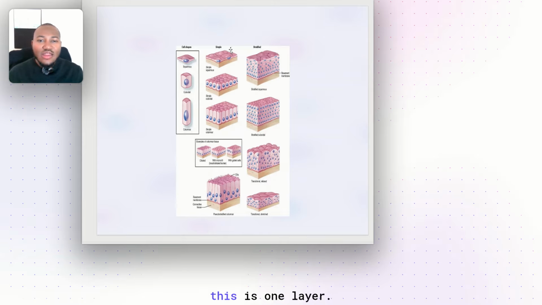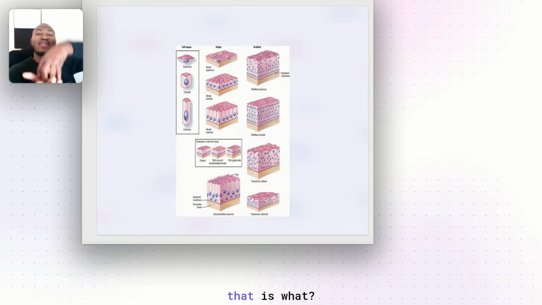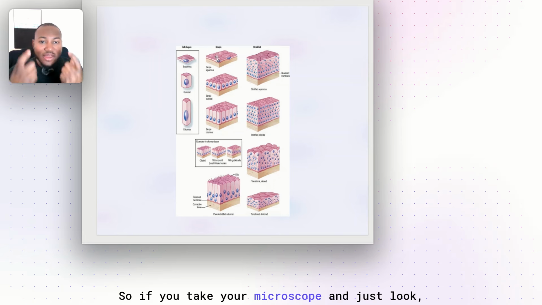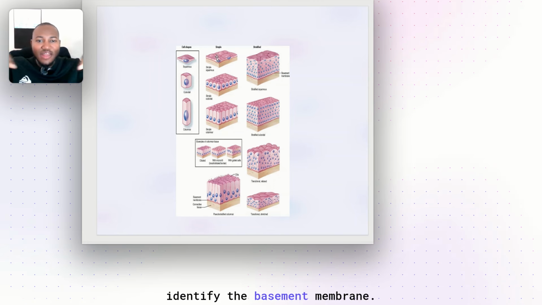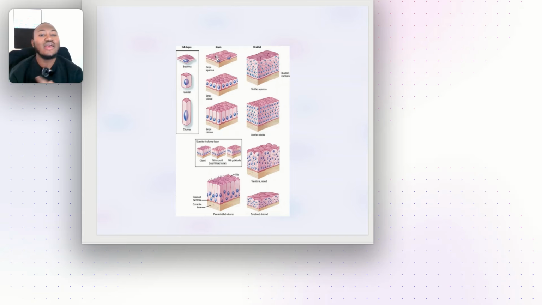If you look at this, this is one layer. All the cells, this is the basement membrane. All the cells are resting on the basement membrane. So if this is 4 cells, and all 4 of them have their legs touching the basement membrane, that is what? Simple. So if you take your microscope and identify the basement membrane, look at all the cells. If all of them are fully touching the basement membrane, that is simple.